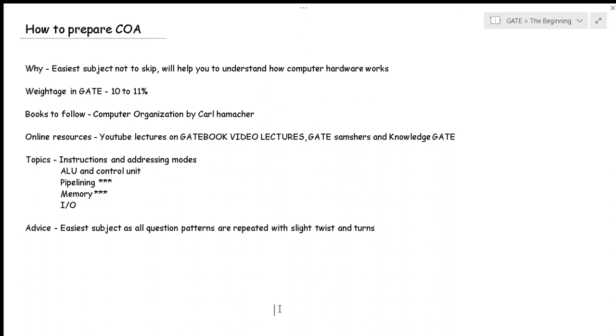So as long as you are not making any silly mistake, you will be in good position to answer those questions. So please do pipelining very well, because chances are pretty high that there will be some question from pipelining. Now it comes to the memory.